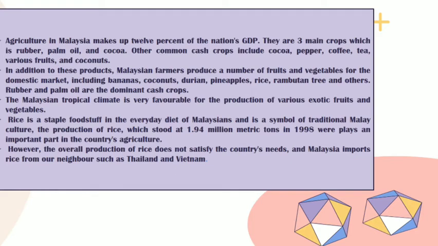Rubber and palm oil are the dominant cash crops. The Malaysian tropical climate is very favorable for the production of various exotic fruits and vegetables. Rice is a staple foodstuff in the everyday diet of Malaysians and is a symbol of traditional Malay culture.